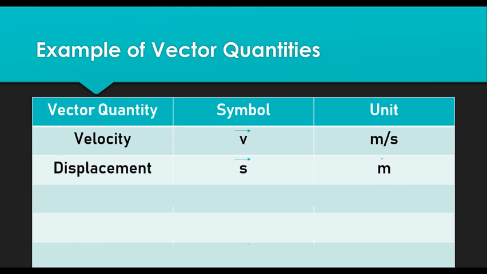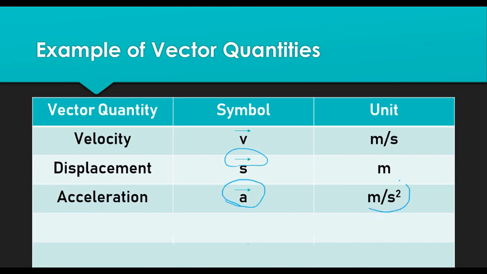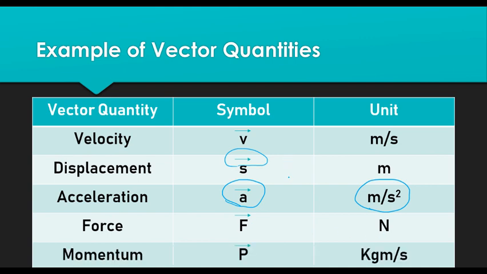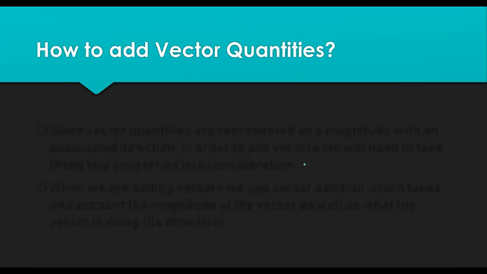The next one we look at is displacement. Its symbol is S, and again we have our forward pointing arrow, and its unit is m, which stands for meters. Next one is acceleration: A with our arrow above the symbol, and its unit is meters per second squared. Next is force, again with our forward pointing arrow, and its unit is the newton. And finally momentum, a capital P, again with our forward pointing arrow, and its unit is kilogram meters per second.